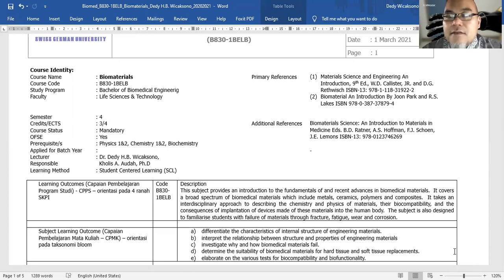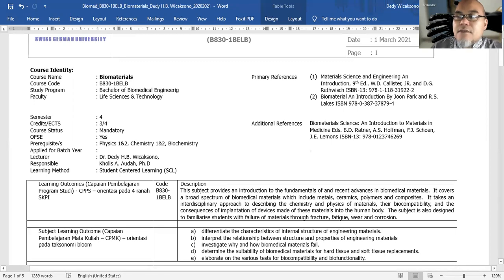So we will be exploring again the chemistry and the physics of these materials, their biocompatibility, and the consequences of implantation of these devices into the human body. What happens during the implantation? Then we will also explore the mechanical properties and characteristics of the materials, for example stress and strain, fracture, fatigue, wear, corrosion.